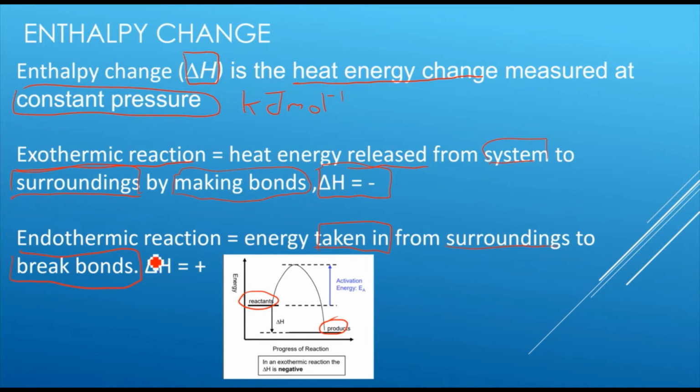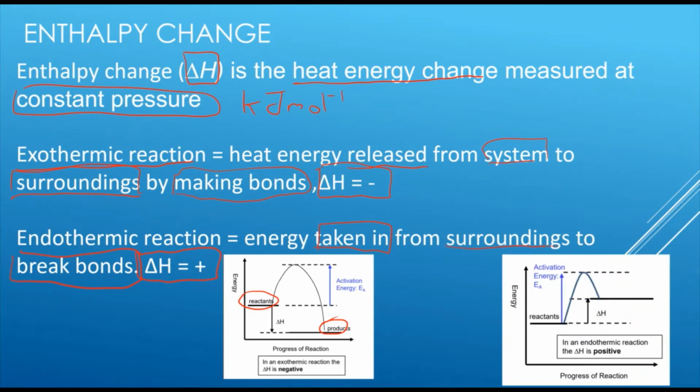So the enthalpy change for any endothermic direction would be positive because we require energy. Looking at the reaction profile for this, as you can see, the reactants are there and the products would be there. So the products have more energy than the reactants, as the energy is taken in to make the products. Therefore, the products have more energy than the reactants.